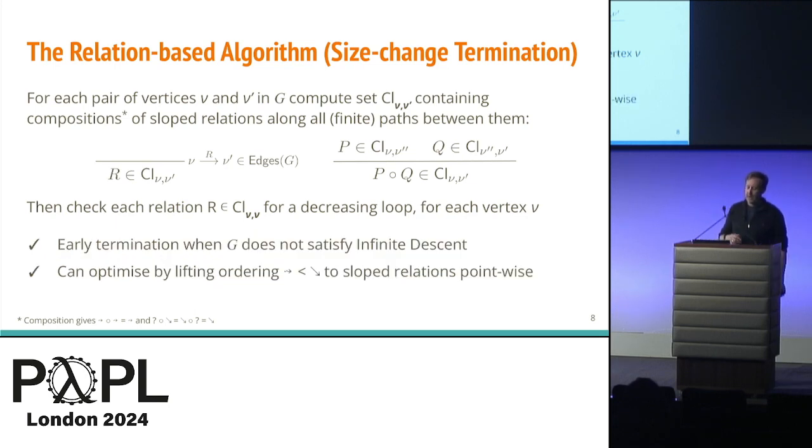This algorithm also has some nice properties, which is that it allows early termination when the underlying sloped graph doesn't in fact satisfy infinite descent. And it also allows practical optimization, which doesn't in fact change the overall complexity, but makes a difference in practice, which allows us to lift an ordering on the slopes to become a partial order on the sloped relations. And so we can get away with only considering sloped relations which are minimal with respect to this partial order.